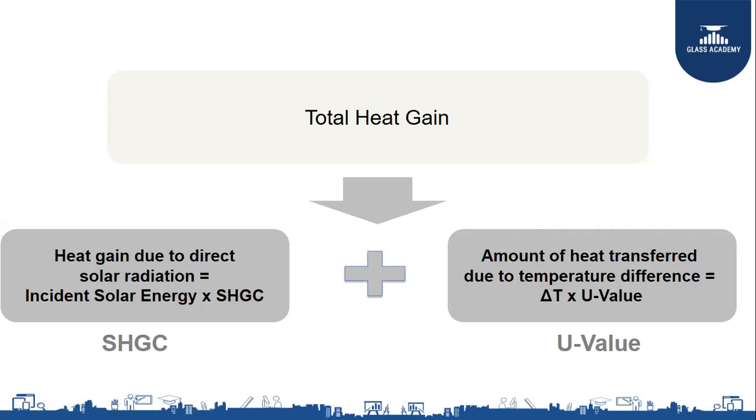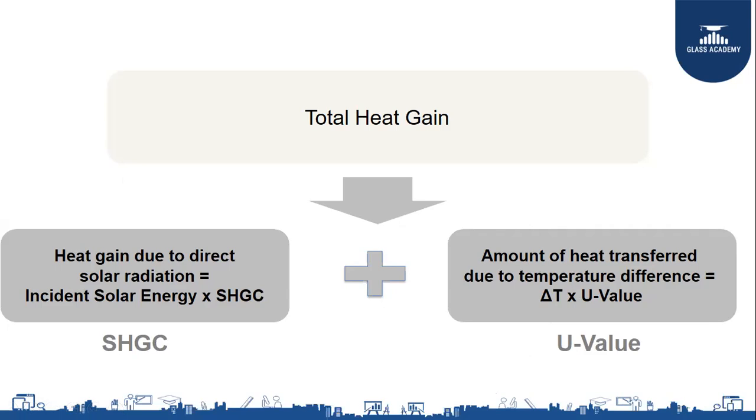So this incident solar radiation, let me assume it is 415 watts per square meter. If my glass has a solar factor of 0.8, then 0.8 into 415 will be the amount of direct heat coming in. That is the direct heat gain component. Let us come to the indirect heat gain component. As I told you, let us assume a 10-degree difference in temperature, and U value is 5.7.